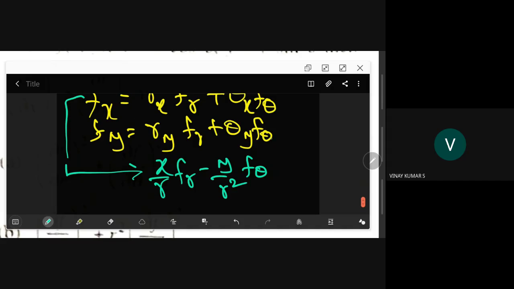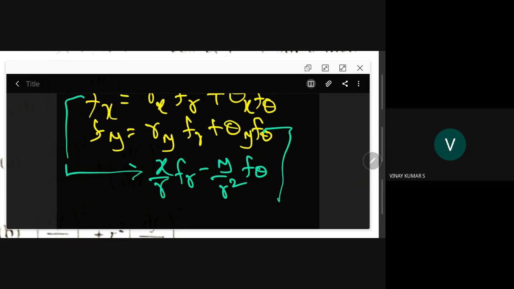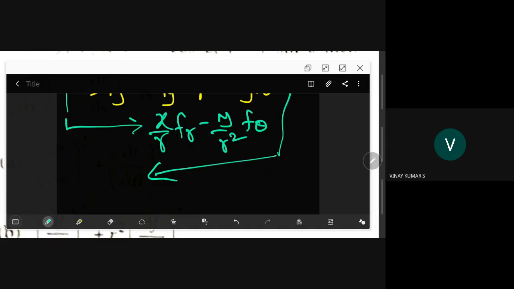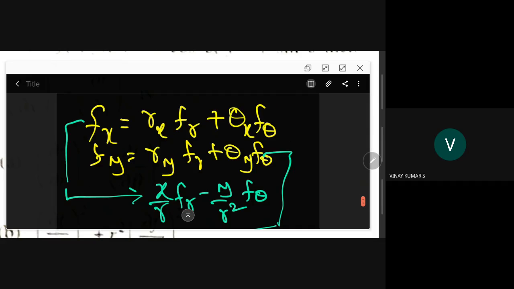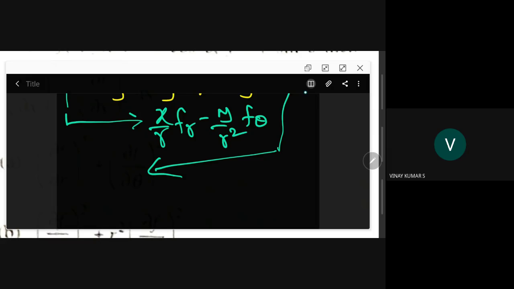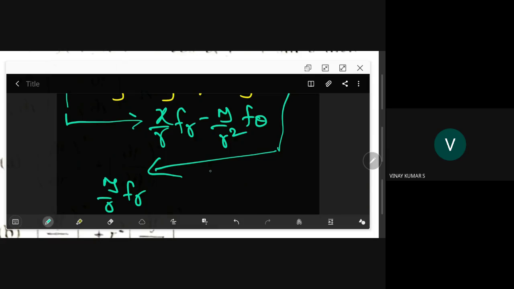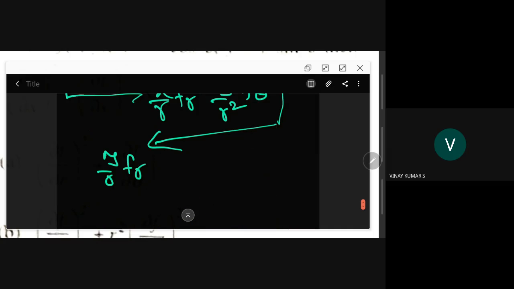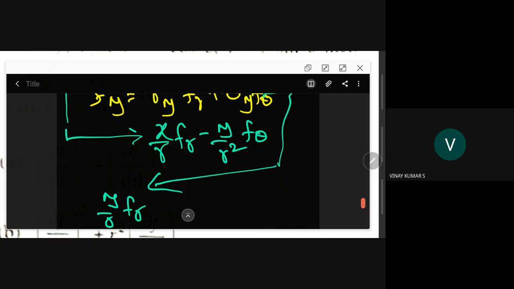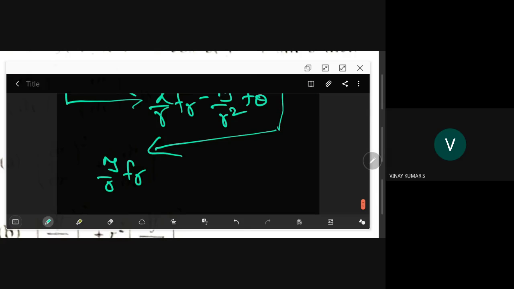On the other hand, this is ry fr. Ry is y by r, so we have y by r fr, and theta y is x by r square, so plus x by r square f theta, right? Okay.